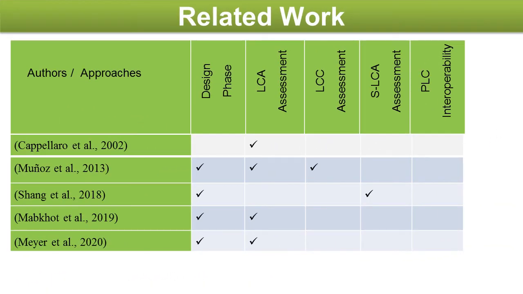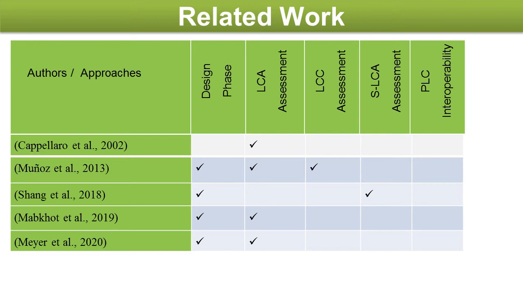Related work. In this table, you can see that it started from 2002, when Caballero developed a life cycle assessment ontology. Moseed in 2013 developed a life cycle assessment ontology and life cycle cost ontology. Sheng in 2018 developed a social life cycle assessment ontology. Mabhout in 2019 developed life cycle assessment, and finally Mar at 2020 developed the life cycle assessment.